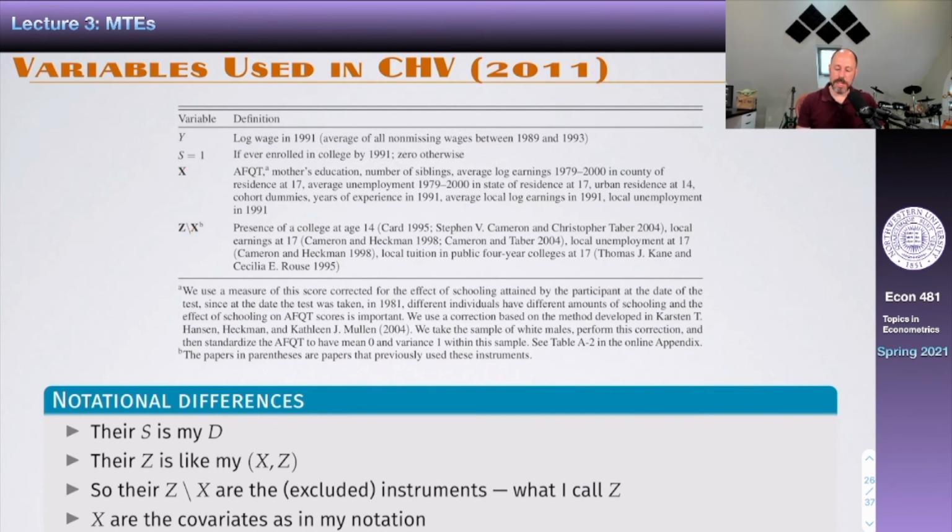The X's, you see here how many variables: AFQT, mother's education, number of siblings, average log earnings in the county of residence, average unemployment rate in the county of residence, urban residence at 14, cohort dummies, years of experience, average local log earnings in 91, local unemployment in 91. I have all these things, right? And then the instruments that I said before, and we also want to use the instruments from papers that have used them in the past. Okay, this is a translation so that you know what they're talking about when you look at the paper and when we go over the tables as we move on.